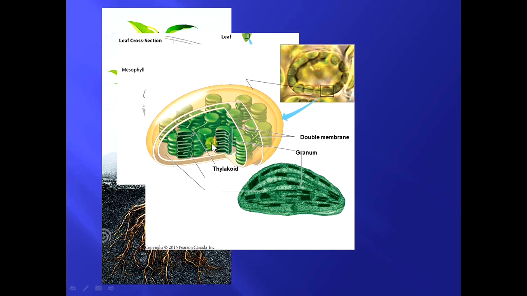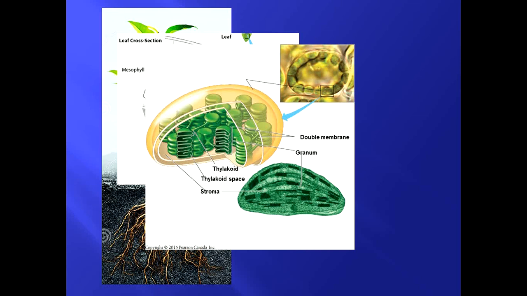And each piece of that stack is called a thylakoid, with a thylakoid space and a thylakoid membrane. And it's the thylakoid membrane where the pigments are that absorb the light. And so you'll see that that's a very highly folded membrane for lots of surface area for that light to be absorbed. Then the space in the chloroplast between the granum and the double membrane is called the lumen.